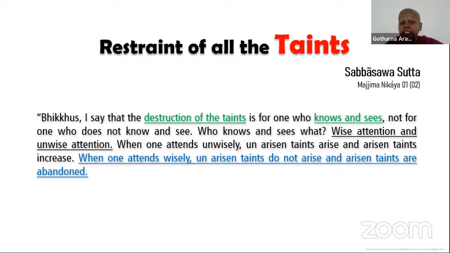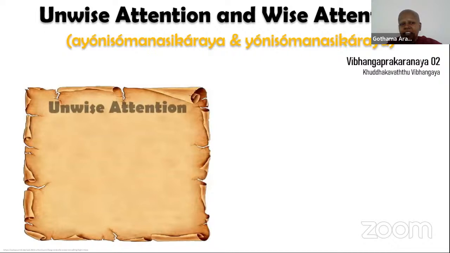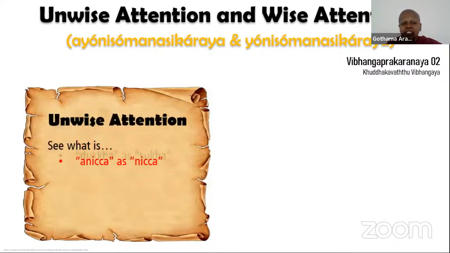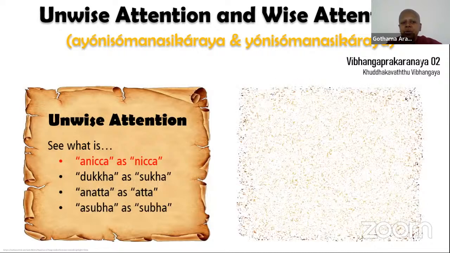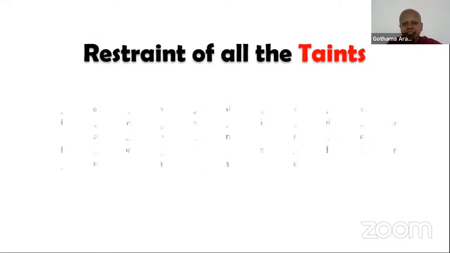It tells us that the destruction of all the taints is for one who sees and one who knows. We now know who that refers to: the one with wise attention, not the one with unwise attention. The one with wise attention knows what is anicca as anicca, dukkha as dukkha, anatta as anatta, and asubha as asubha. They see the nature as it is. So this Sabbasava Sutta is for a person like that.